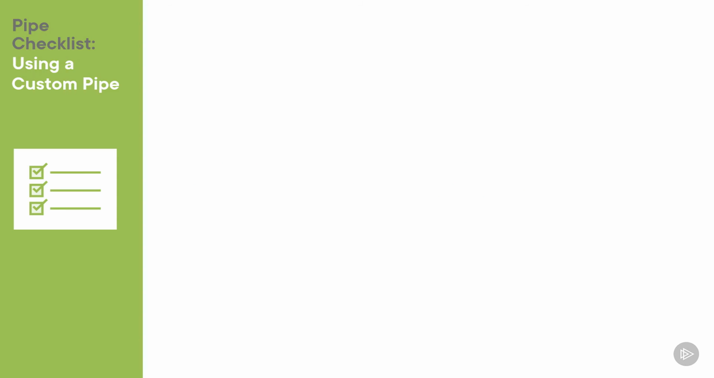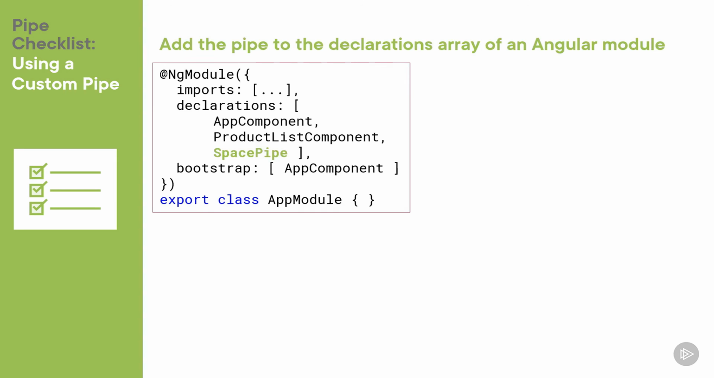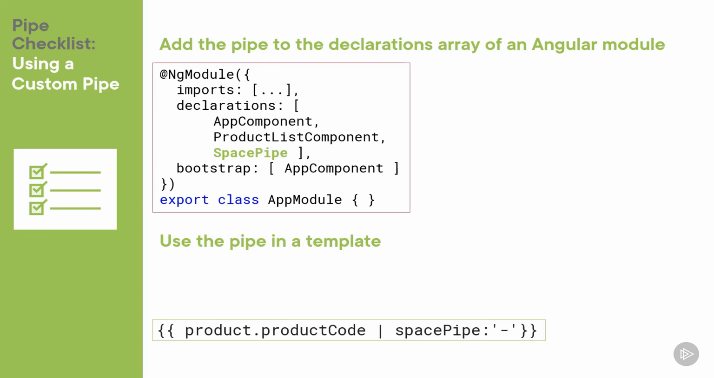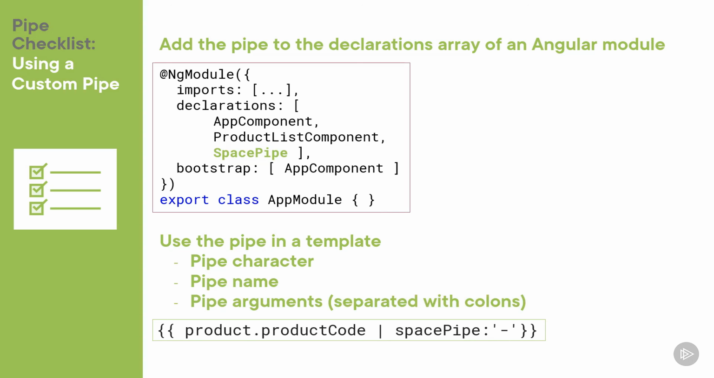We can use a custom pipe in any template anywhere we can specify a pipe. In an Angular module's metadata, declare the pipe in the declarations array. Then any template associated with a component declared in that Angular module can use that pipe. In a template, immediately after the property to transform, type a pipe character, specify the pipe name, and enter the pipe arguments, if any, separated by colons.